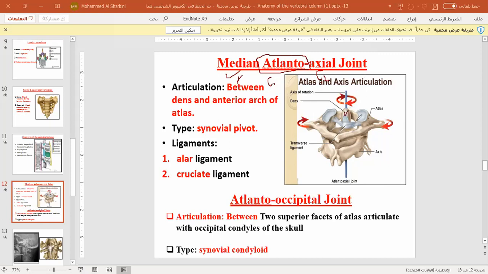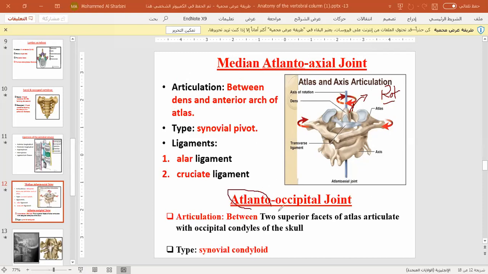Between the dens, the odontoid, and the anterior arch of the atlas. The dens is a process from the body of C2 that unites with the anterior arch of the atlas. This is the anterior arch of the atlas. So this joint is named the median atlanto-axial joint, and its type is synovial pivot. Synovial, we took it before in foundation. The movement of the joint is rotation.